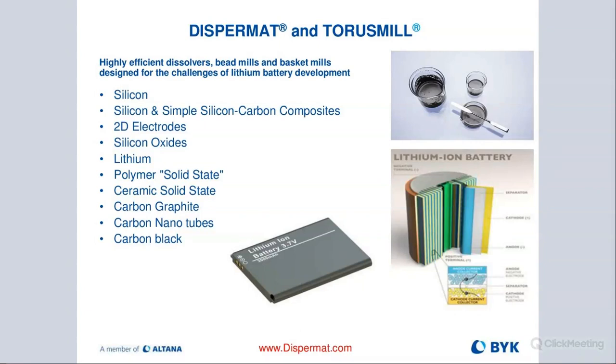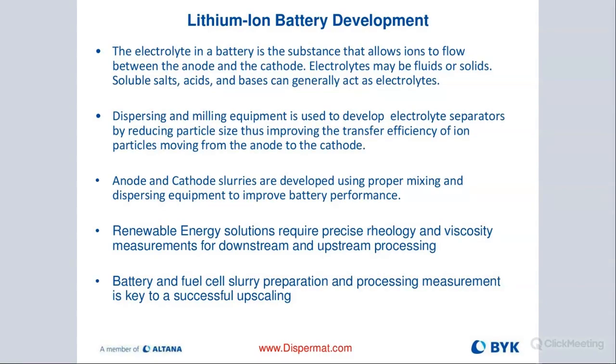The equipment is used to disperse and mill a lot of different products that go into these slurries: silicons, silicon oxides, lithium, polymers, different types of ceramics for the separators, as well as carbon graphites, nanotubes, and carbon blacks, which are among the most important ones. There are definitely more, but these have already been used. Our equipment has been used successfully in dispersing these materials into these slurries.